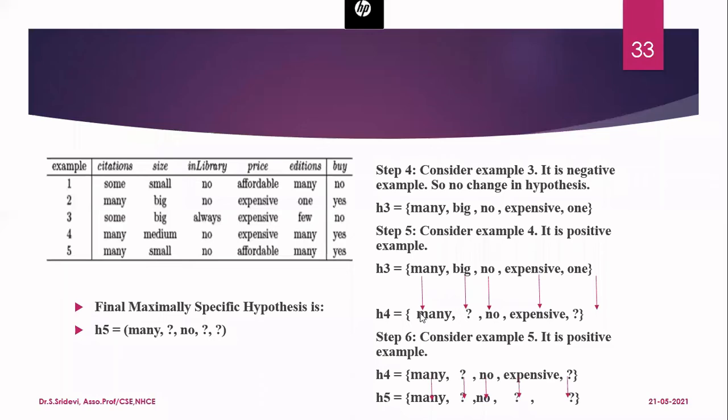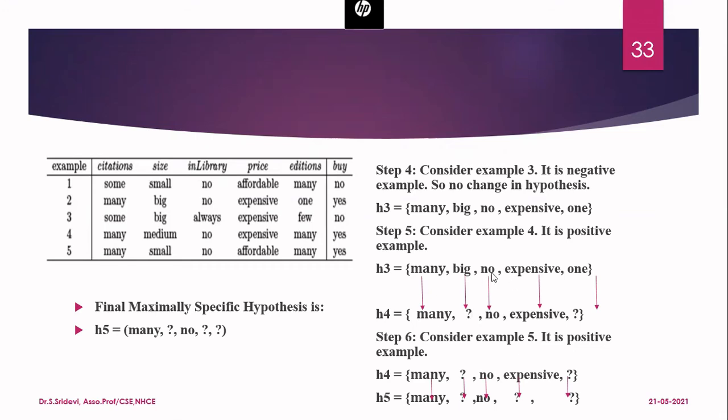In the fourth example, the first attribute in the previous hypothesis H3 is many. This example is also having many for the first attribute, so I'll keep it as such. In the second attribute, previously it was big. Now here it is medium. It means that whether the size of the book is big or medium, I'm going to buy the book. Previously, I said that only when the size is big, I am buying the book. But in the current example, even if the size is medium, we are buying the book. So we have to change this. Instead of big, I'll change it to a question mark. A question mark means I can accept any value for this attribute. Whether it is big or small or medium, I'm going to buy it.